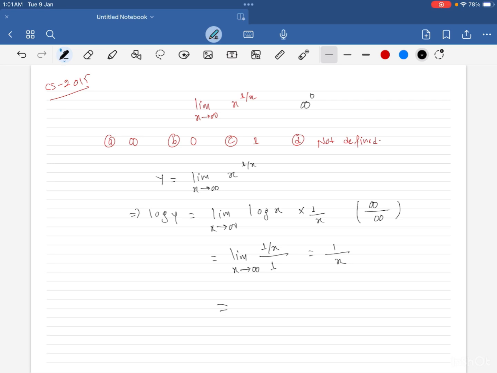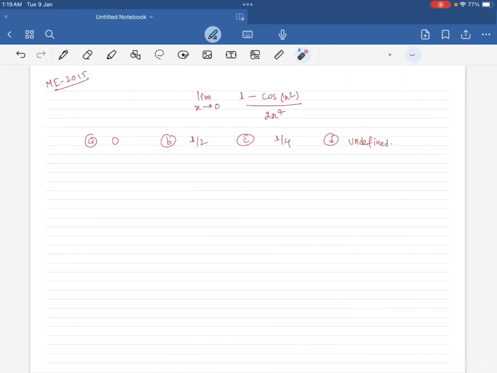Now if we apply the limit, 1 divided by infinity, that is going to be 0. So that means log y is equal to 0. That means y is equal to 1. So here what we want to find is y, that is equal to 1.